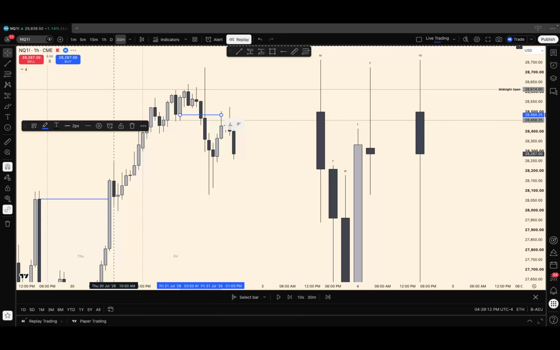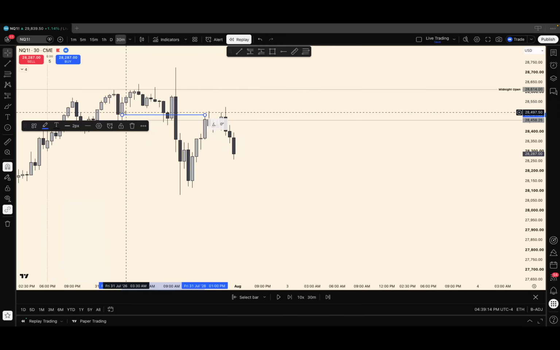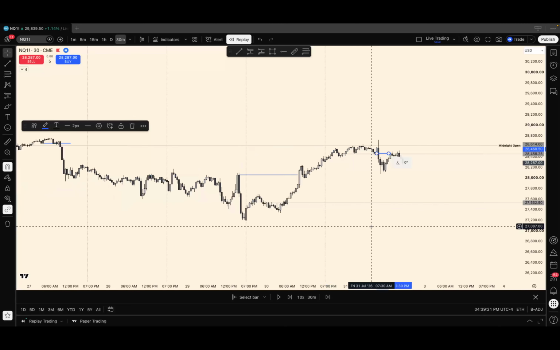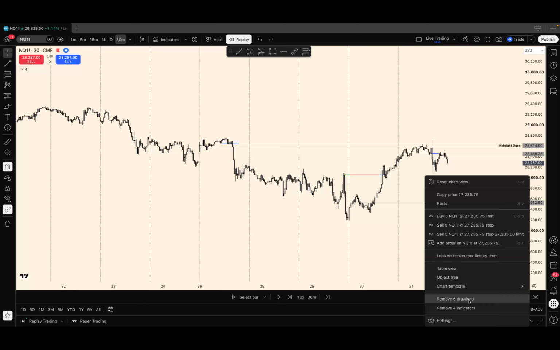So this could be a day where you kind of get discretionary with it and go on a 30-minute. And this is where, you know, your change in state. You could have maybe taken shorts here, but I don't think I traded this day, if I remember correctly. But yeah, that's basically it.